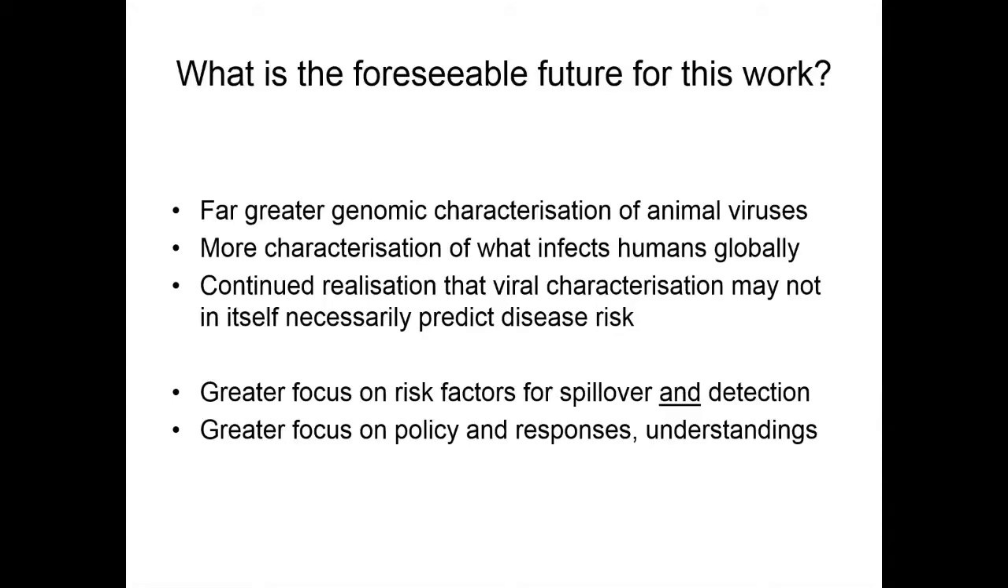So what are we and other groups going to do, thinking more generally about the way that viruses persist in bats and so on? It's clear there will be far greater characterization of infections of animal viruses, because genomically we can do that much more than we ever could in the past. We can do it simply and cheaply. And similarly, there's going to be greater characterization of what infects humans globally, be they in rural West Africa or urban East Africa or rural or urban parts of the developed world.